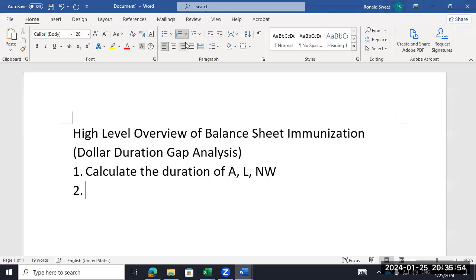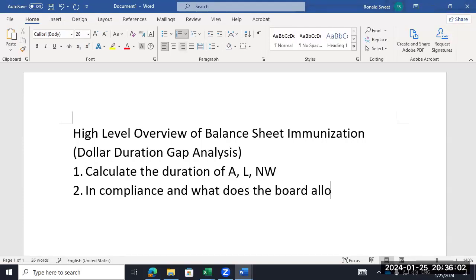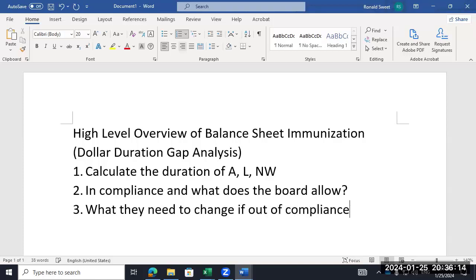Then you're going to figure out if you're in compliance and what the board allows. So are they in compliance? And the last one is what they need to change to get out of compliance. Now, the word immunize always means move the duration net worth closer to 0. So if your duration is -4, to immunize, you get -3, -2, -1, closer to 0. If your duration is 4, to immunize, you go 3, 2, 1, wherever. To immunize just means you get closer to 0.